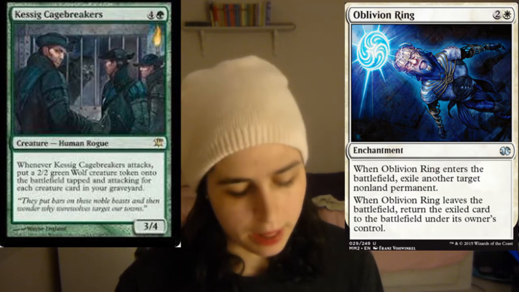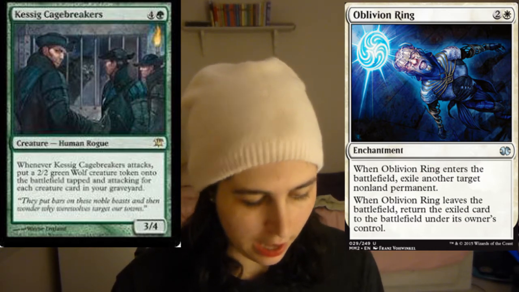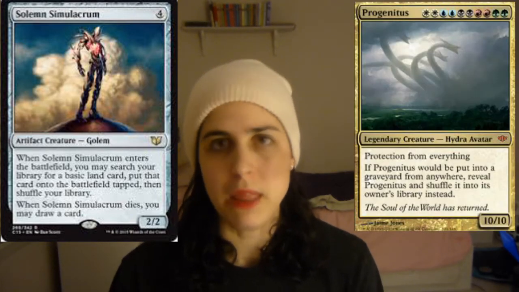Just throwing out a different example here: say you're running this awesome card called Solemn Simulacrum. I love this card, I think this card's sweet. And then you're like, hey, I want to throw a Progenitus in there. Well, okay, there's a million things that are different.